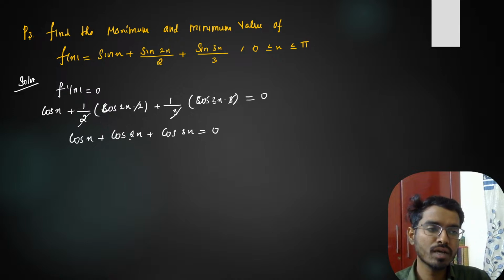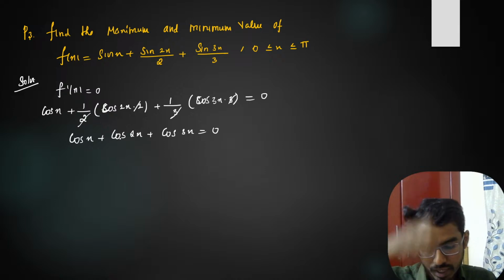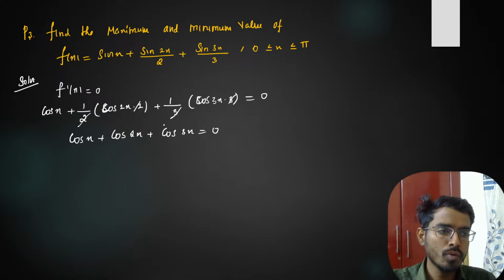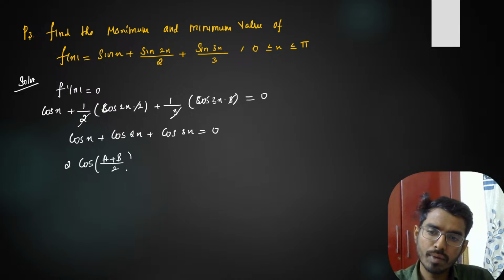Now cos A plus cos B. What is cos A plus cos B? 2 cos of A plus B by 2, cos of A minus B by 2, right? That is cos A plus cos B.